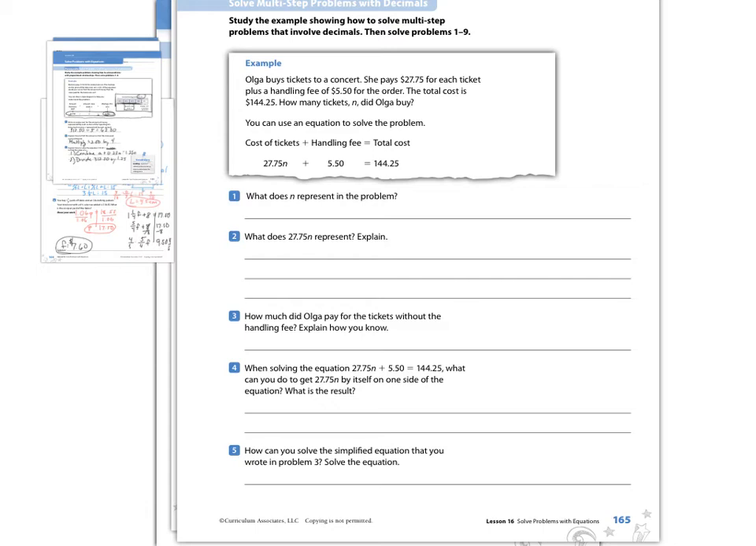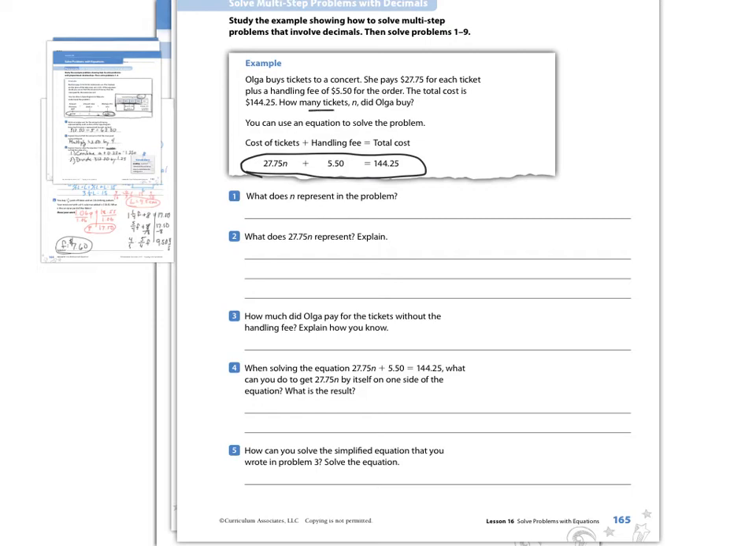Okay, taking a look at page 165, we've got the example. Olga buys tickets to a concert. She pays $27.75 for each ticket, plus a handling fee of $5.50 for the order. Total cost is $144.25. How many tickets, N, did Olga buy? We can also see the equation that they wrote that we're going to be referencing as we go through these questions. Number one, what does the variable N represent?